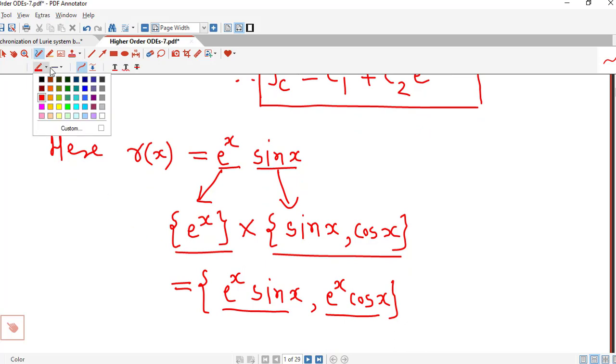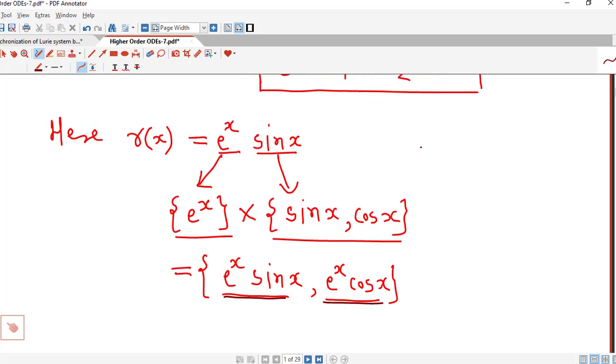So remember, whenever two functions are in the product, first we write the family of derivatives corresponding to both the functions, then we consider their Cartesian product, and then we check whether any member is present in the complementary function or not. And suppose two functions are in the addition or subtraction. Suppose we have e raised to x plus sin x.